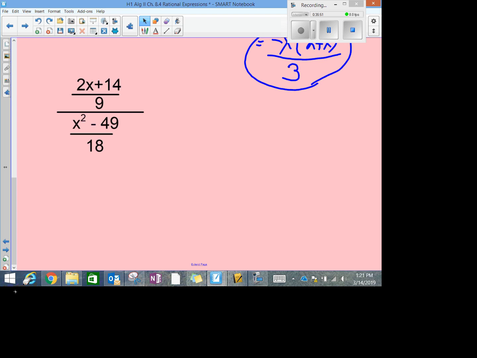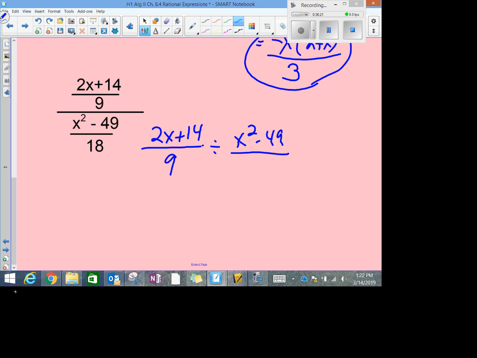Read it: 2x plus 14 divided by 9 divided by x squared minus 49. Right. Okay, that's one way to read it. Another way to think about it is 2x plus 14 over 9 divided by x squared minus 49 over x squared. So this is really just a different way of writing it. Does that make sense?